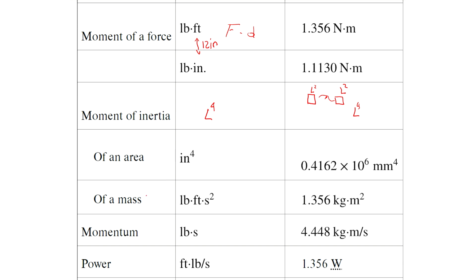If it's moment of a mass, it's also pretty interesting because it's the mass times the area. So mass times length squared, or in this case is pounds. So mass times distance times time squared.